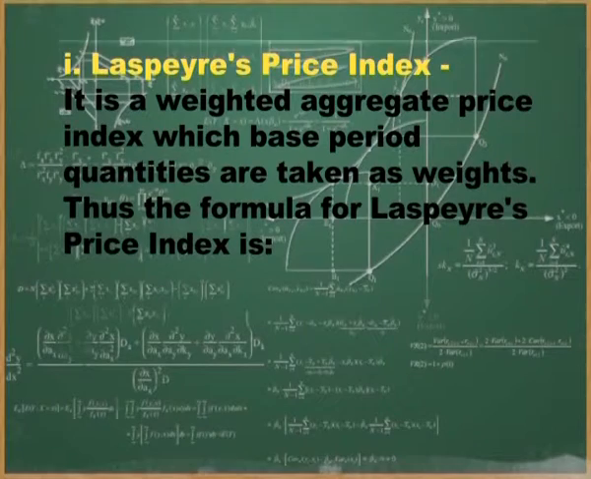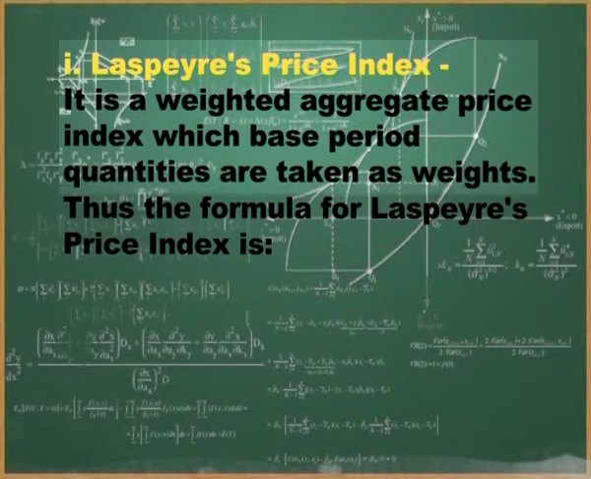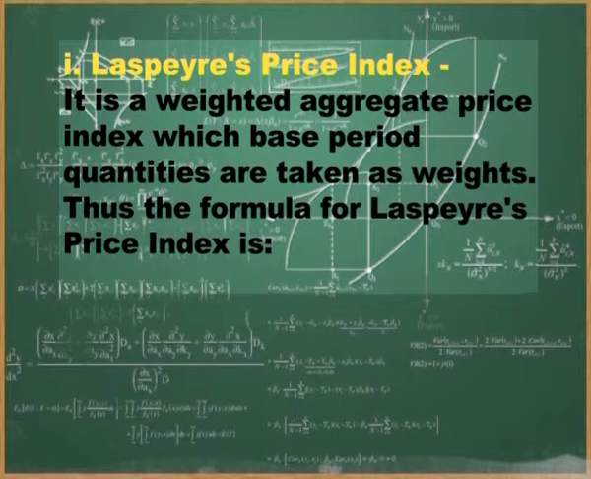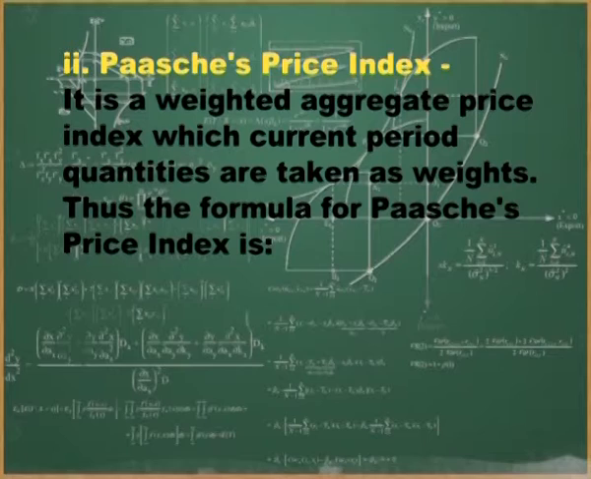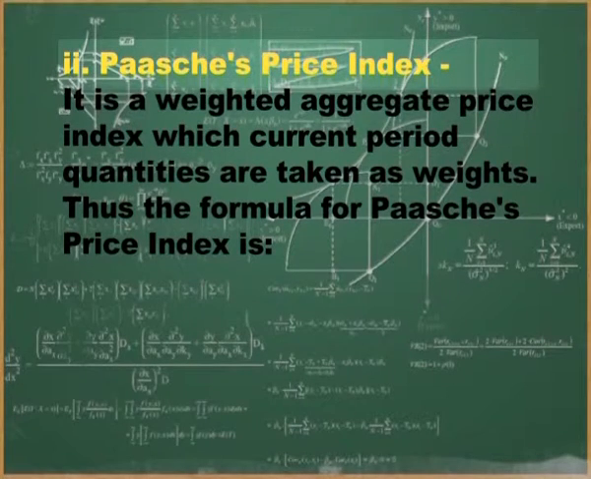In this method, index numbers have been devised by using different types of weights as given below. The first one is Laspeyre's price index. It is a weighted aggregate price index in which base period quantities are taken as weights. Thus the formula for Laspeyre's price index is P01 equals sigma P1 Q0 divided by sigma P0 Q0. This whole thing is multiplied by 100. This formula was devised by French economist E. Laspeyre in 1871.